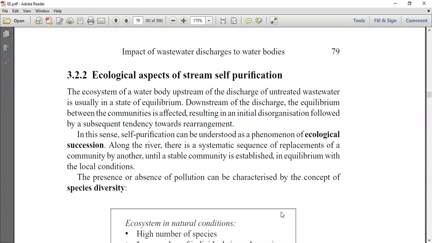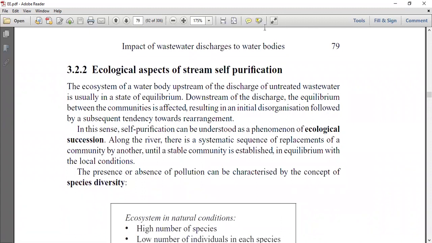Ecological aspect of stream self-purification. The ecosystem of the water body upstream of the discharge of untreated wastewater is usually in a state of equilibrium. Downstream of a discharge, the equilibrium between the communities is affected, resulting in an initial disorganization followed by a subsequent tendency toward rearrangement. In this sense, self-purification can be understood as a phenomenon of ecological succession along the river. There is a systematic sequence of replacement of one community by another until a stable community is established. Equilibrium is a total condition.